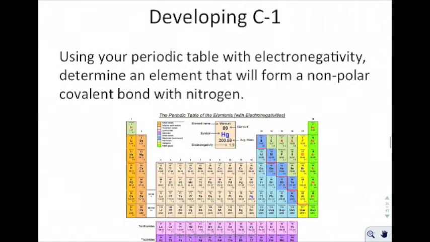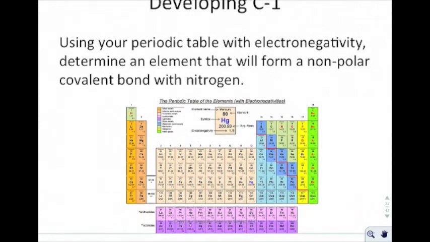So, using your periodic table with the electronegativity, determine an element that will form a nonpolar bond with nitrogen. Now, the easiest one for that is nitrogen. If you were to find nitrogen, nitrogen would have the exact same number as nitrogen, so together they would form a nonpolar covalent bond. Now what I'd like you to do is look at the table of electronegativity and see if you can find a second or a third element that would form a nonpolar bond with nitrogen.